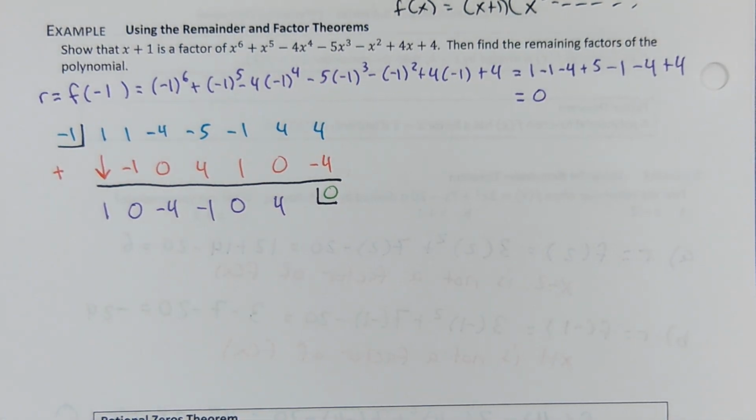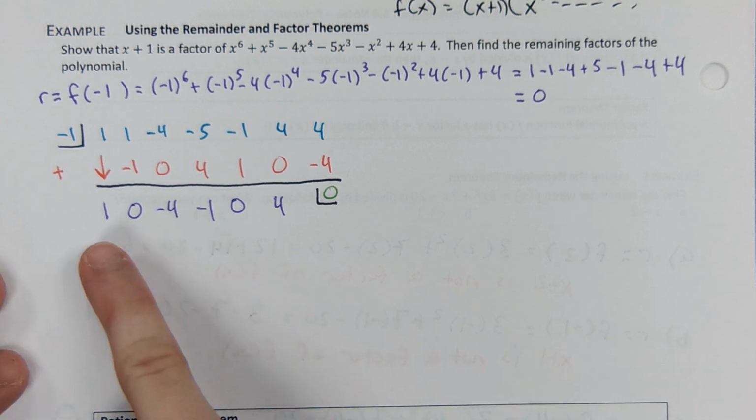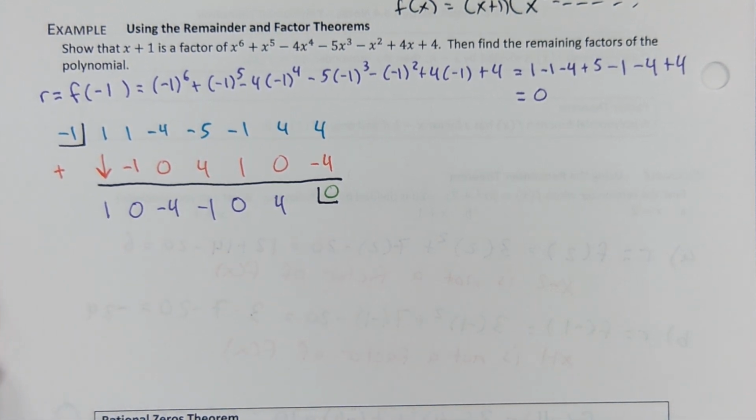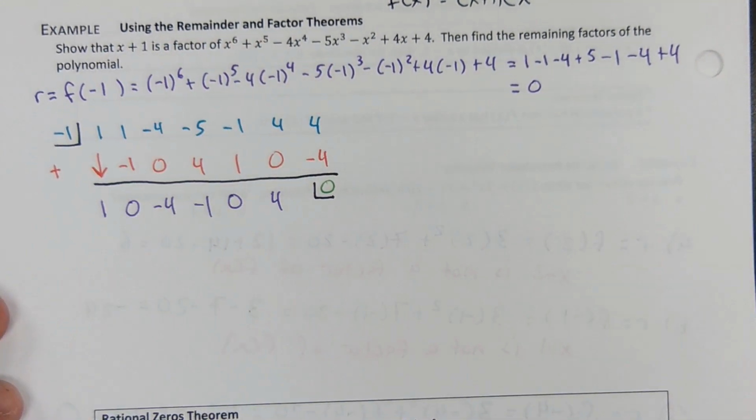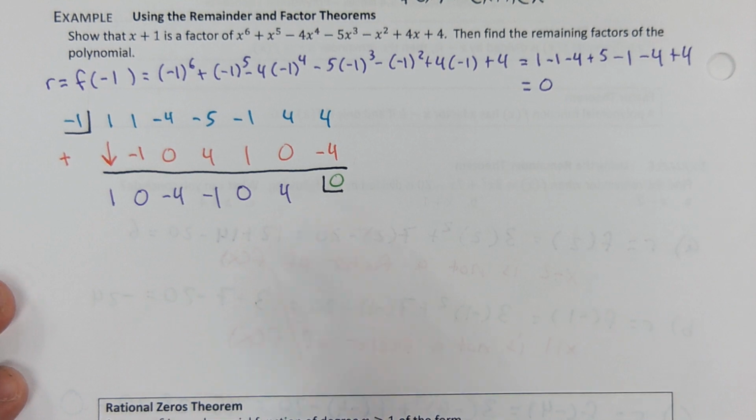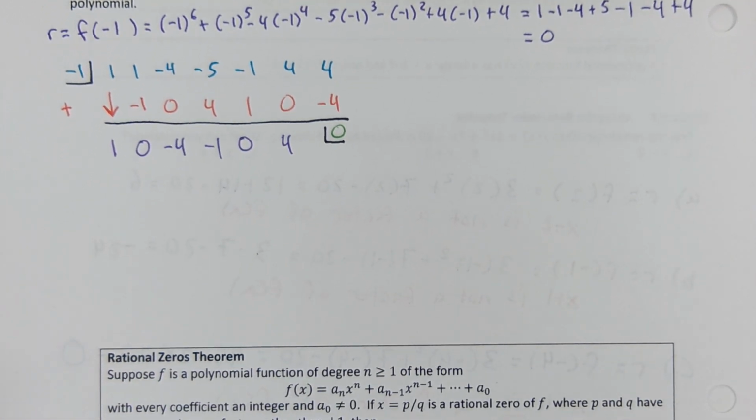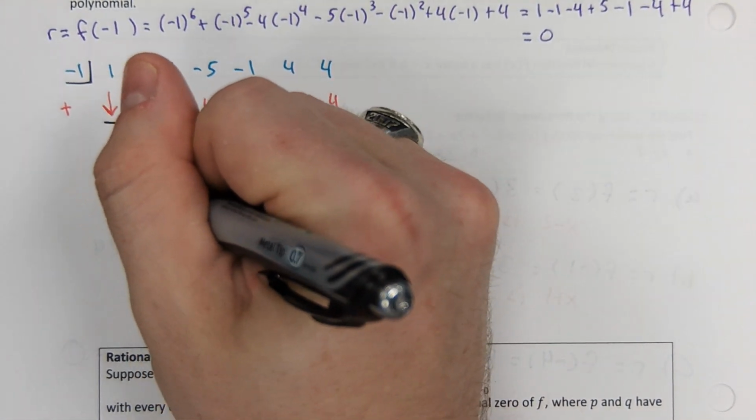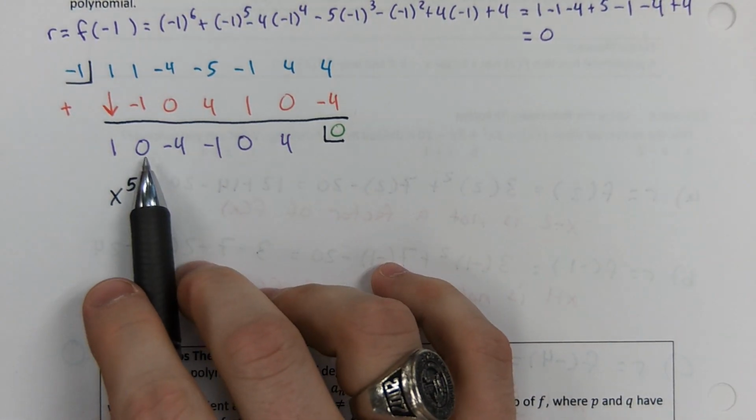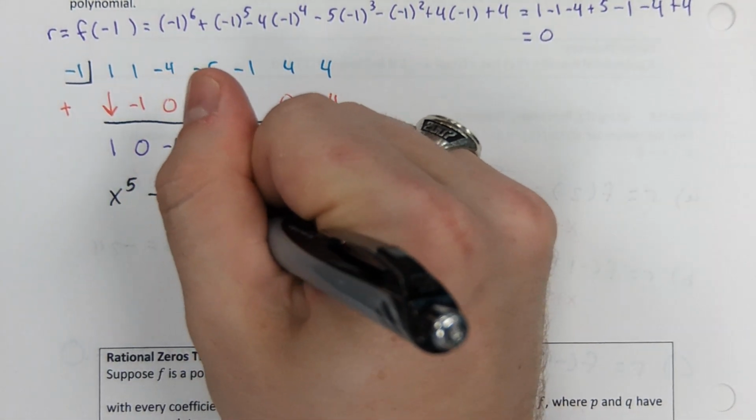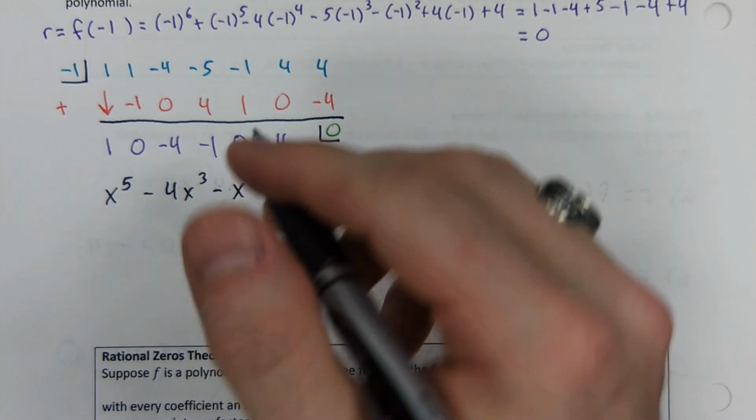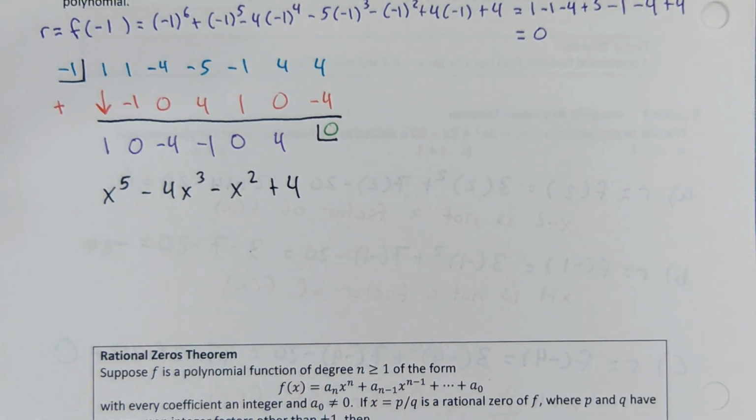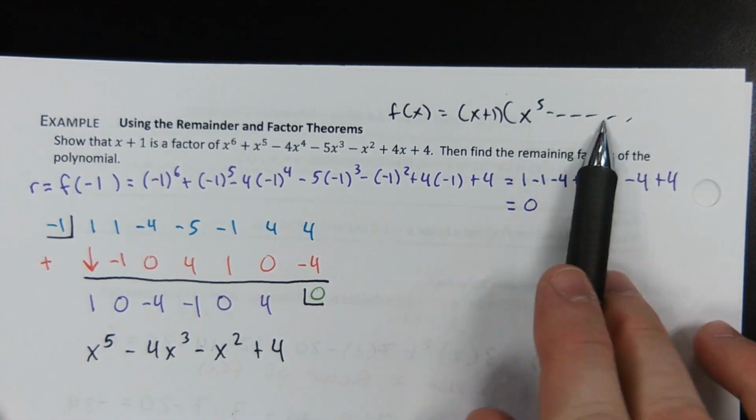Cool. So what we have here are the coefficients of our 5th degree polynomial that we know was going to be the result of dividing a 6th degree by a 1st degree. These are our coefficients of our 5th degree polynomial. So right now we have x to the 5th plus no x to the 4ths minus 4x to the 3rd minus x squared plus no x's plus 4. That's what's left over. That's what is up here right now, okay?